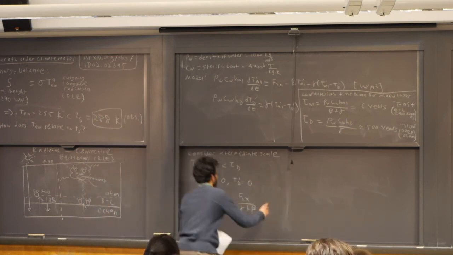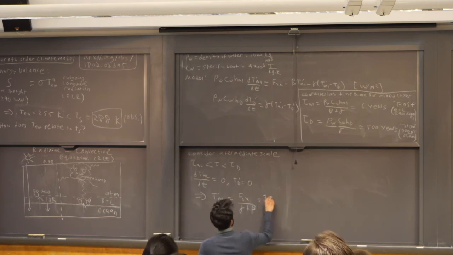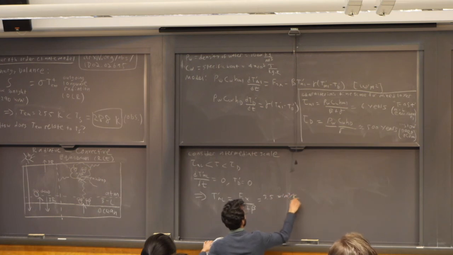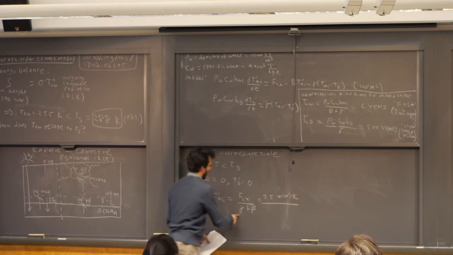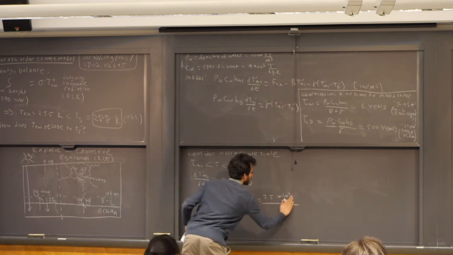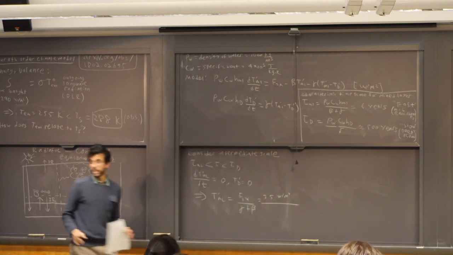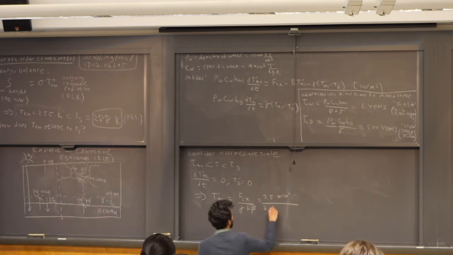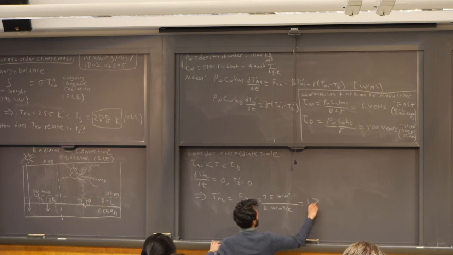So I get that the mixed layer temperature perturbation is the forcing divided by gamma plus beta. Now I can plug in numbers. So 3.5 watts per meter squared, I said that gamma and beta were each about 1 watt per meter squared per Kelvin. So this is 2 watts per meter squared per Kelvin. So it's just about 1.8 Kelvin.